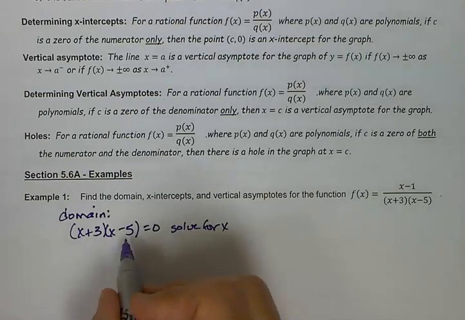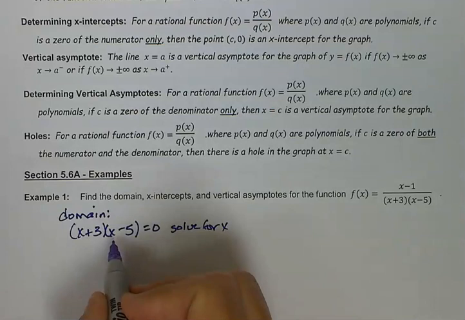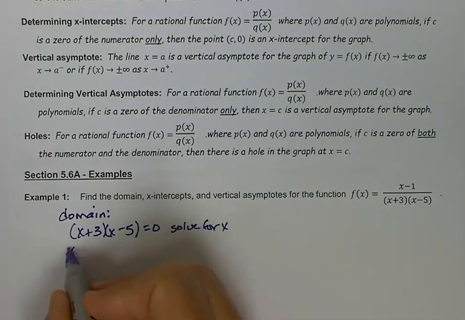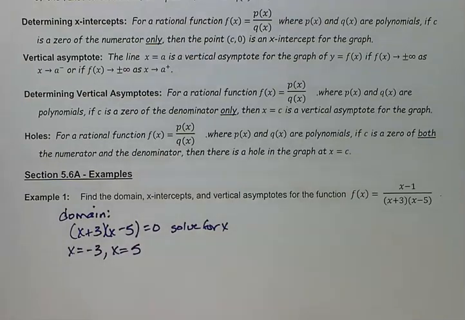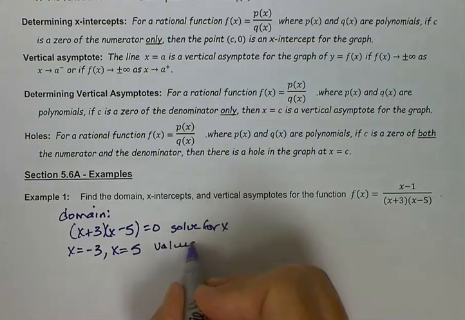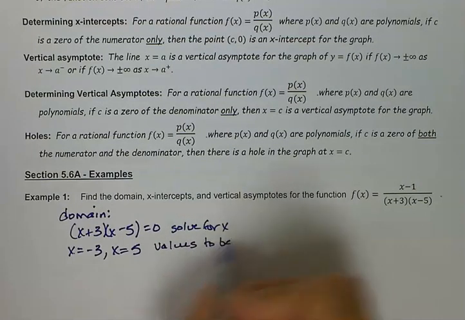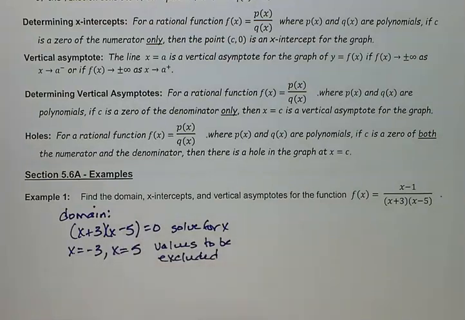Since this one is already in factored form, we can just take each factor and set it equal to 0 and solve for x. If we do that, we would get x equals -3 and also x equals 5 as solutions. These are the values that have to be excluded from the domain, because those are both values that would make our denominator equal to 0.